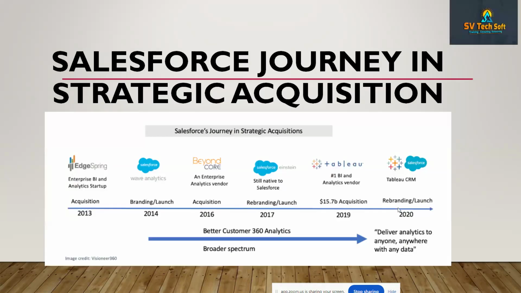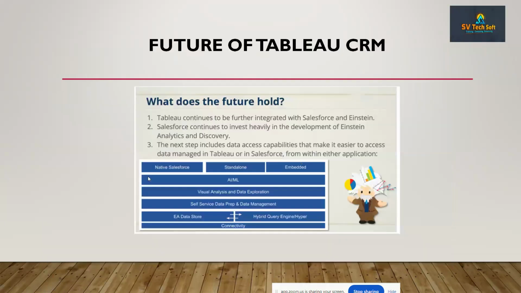Okay, and this is how the Salesforce journey had been in acquiring Salesforce Einstein Analytics. In 2020 it got rebranded to Tableau CRM. Currently it's known as Salesforce CRM Analytics, and very popularly it was known as Salesforce Einstein Analytics back in 2017. It got started in 2014 as Wave Analytics. So as and when things got acquired, it had its name rebranded. And this is where the future of Tableau CRM, or Salesforce CRM, whatever you call it, lies.